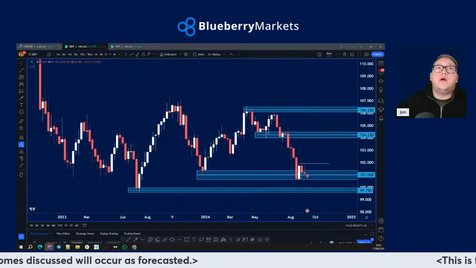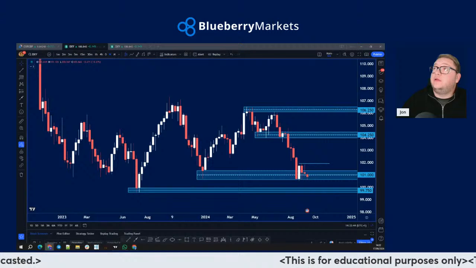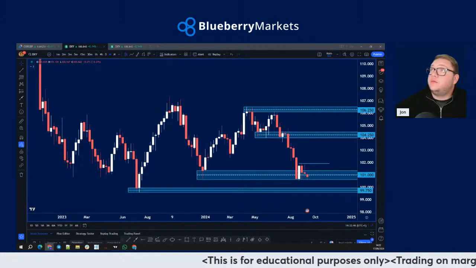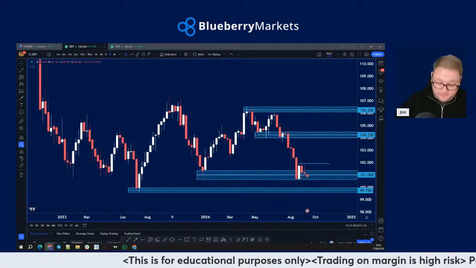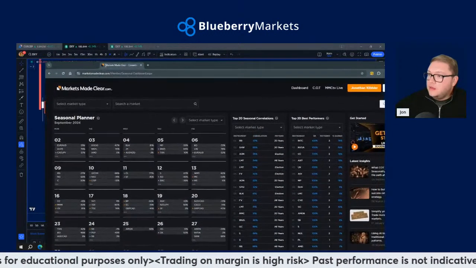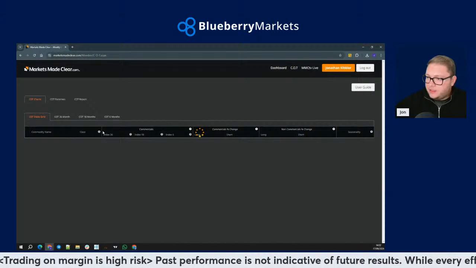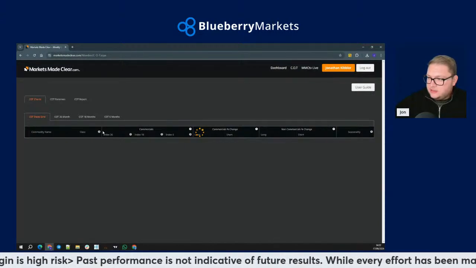I don't know where the commitment of traders report is sitting at the moment. Let's have a little look. We can have a little look at two reference points here. Let's go to Markets Made Clear and have a little look at how it's being shaped up here from a commitment of traders point of view. But I don't think there's too much going on.